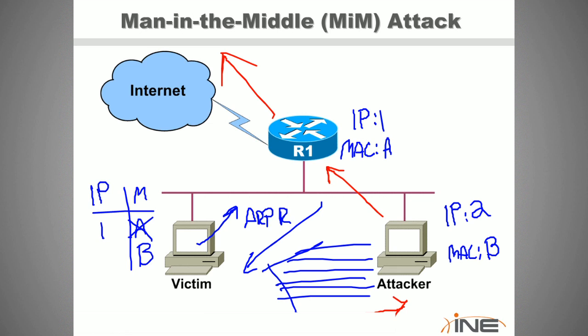So now we need some way, in addition to preventing the DHCP servers from getting attacked, we need to make sure that the ARP requests and ARP replies are legitimate.